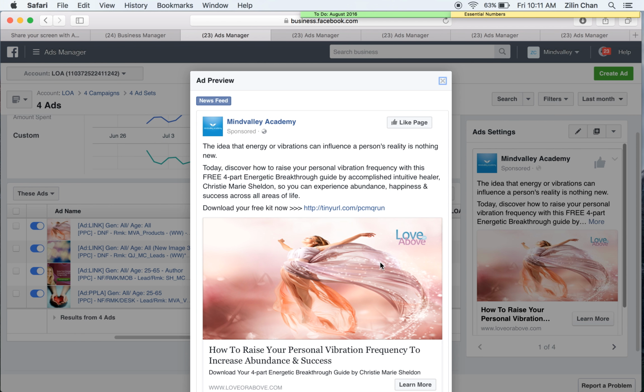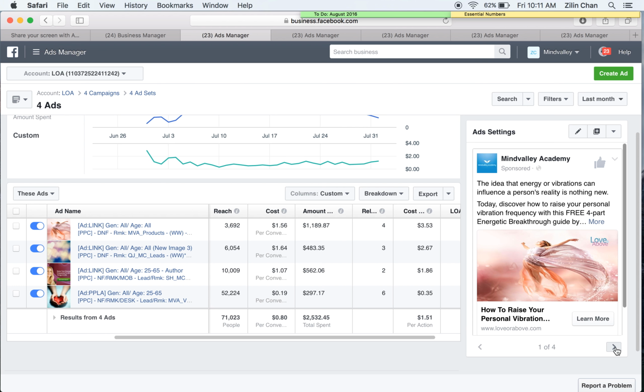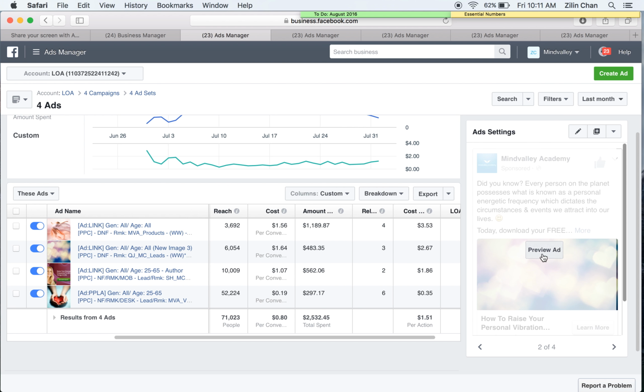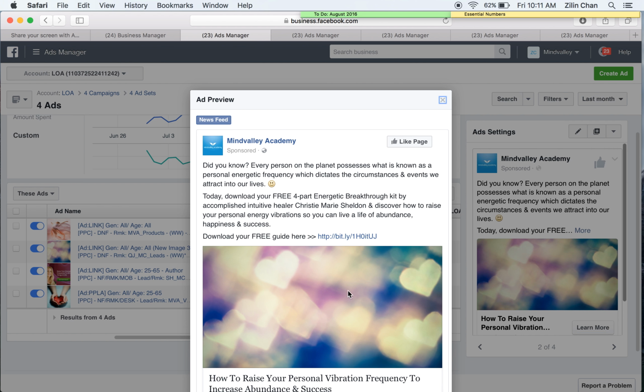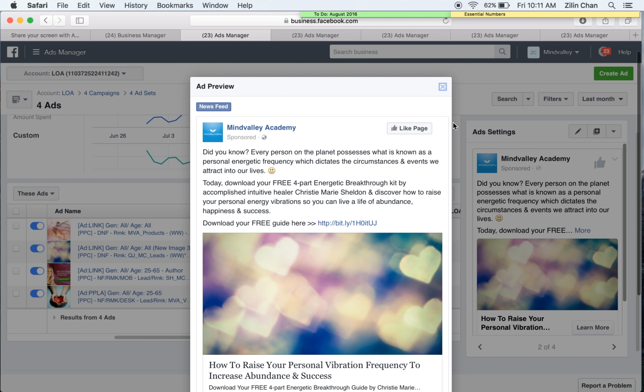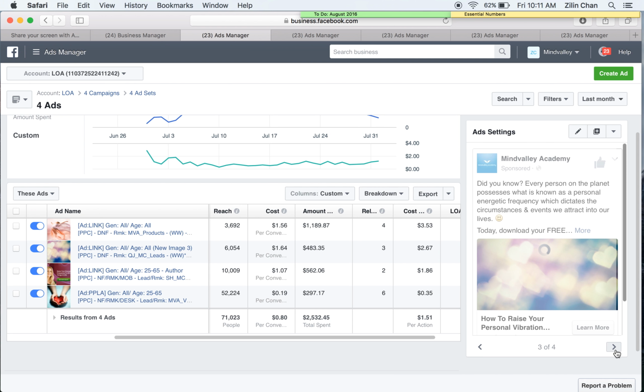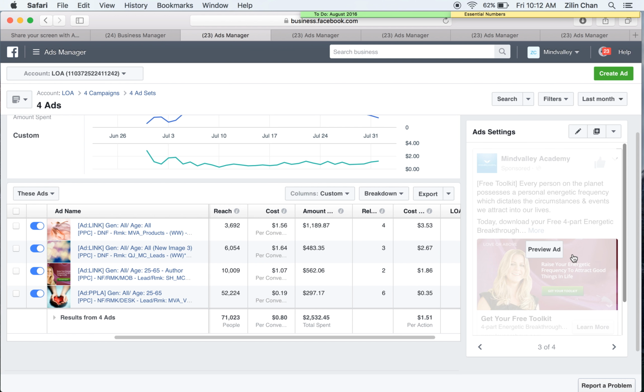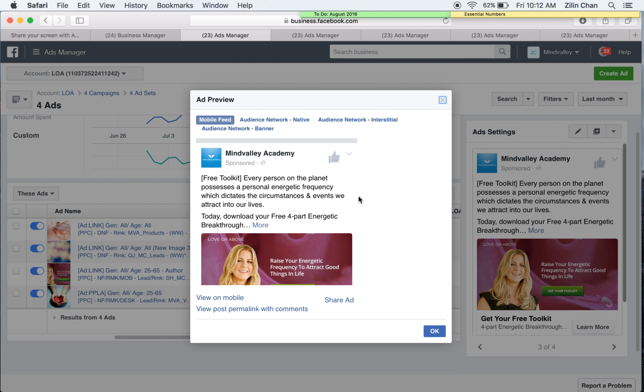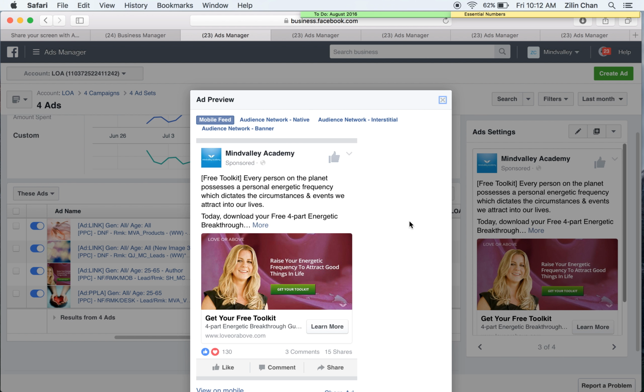The reason why, and this is based on my assumptions, is that LOA particularly appeals to the female audience, and if it's something like this, really empowering to look at, then it attracts their eyes. Let's look at the next one. It's targeting QJ Masterclass leads on desktop. You can see it's sparkly kind of images. They work really well. The copy is more or less the same. This one's a mobile ad and it's Christy Marie Sheldon's face. This one worked really well as well.